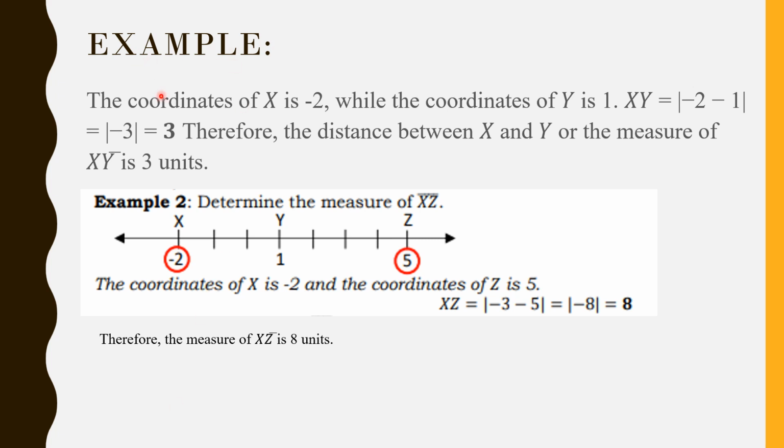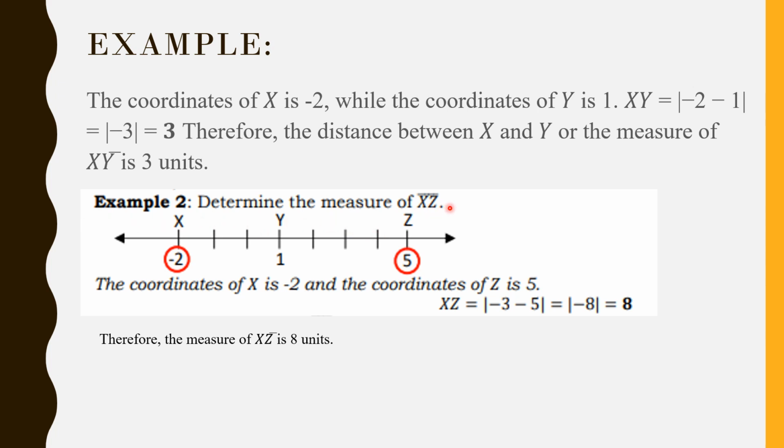All right, so for example, the coordinate of X is negative 2, while the coordinate of Y is 1. So we have here negative 2 minus 1 is equal to negative 3, or 3. So therefore, the distance from X and Y, or the measure of segment XY, is 3 units.